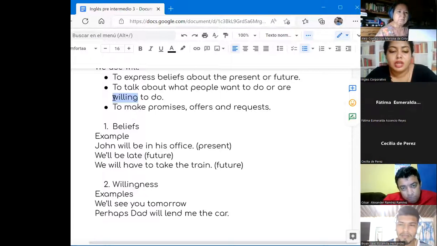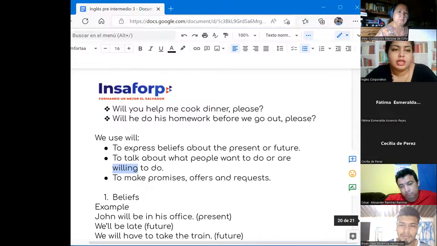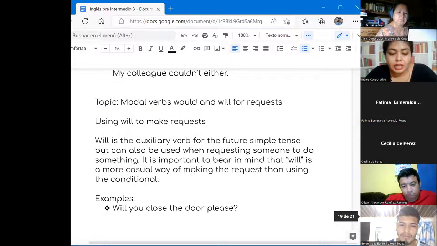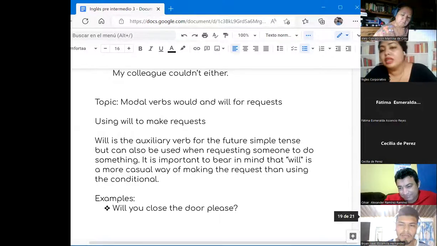Acuérdense que nosotros tenemos, y aquí lo dicen en el tema, los modal verbs. Esos modal verbs nos ayudan a transformar un verbo porque nos están dando algo más. En este caso tenemos diferentes modal verbs o diferentes auxiliares. En este caso el shall, que no siempre lo vamos a ver en temas así porque son bastante profundos, pero ¿cómo lo utilizamos? Because you are asking the use of shall.